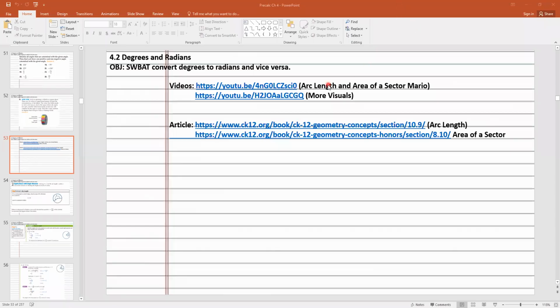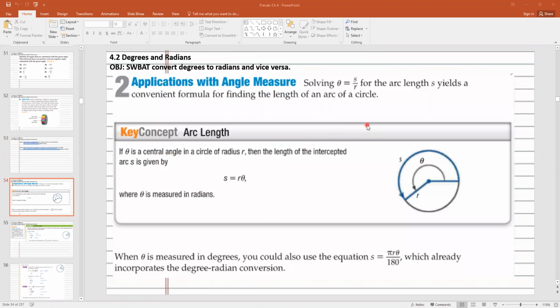All right, so this is 4.2, degrees in radians. There are some videos and articles if you'd like to look at that. I'll put that in the notes. Last time we talked about how to convert from degrees to radians and vice versa. Today we're going to look at arc length and the area of a sector.